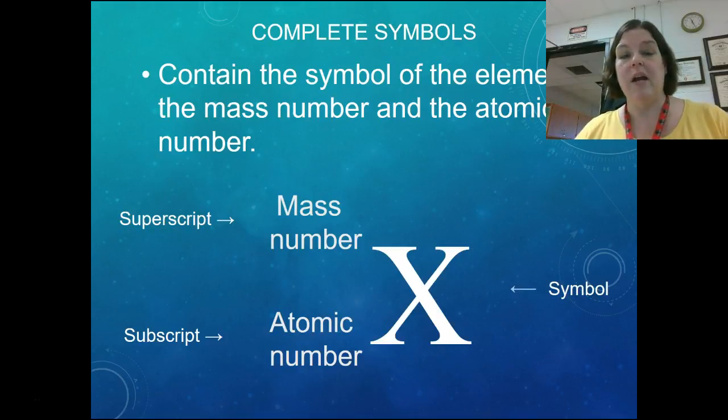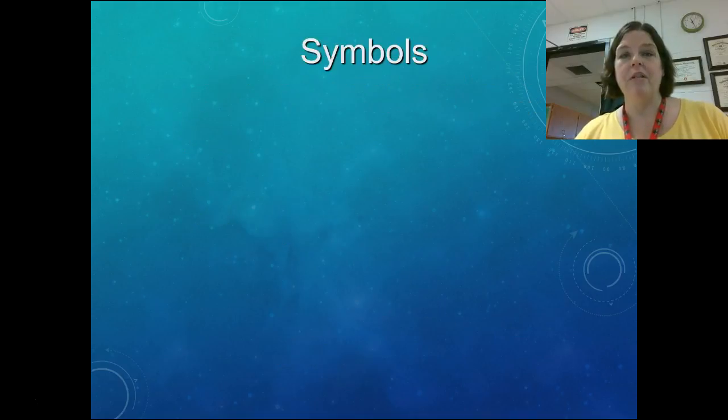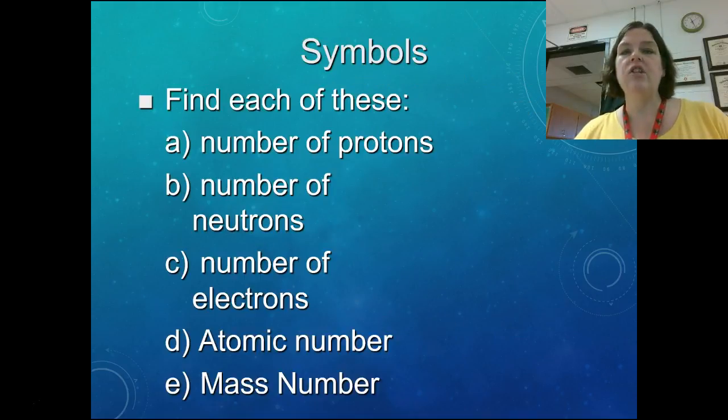It gives us the mass number, the atomic number, and the chemical symbol. Everybody good? So let's try some things. Find each of these: the number of protons, the number of neutrons, the number of electrons, the atomic number, and the mass number. So what are we given? We're given this symbol. So what do we know?